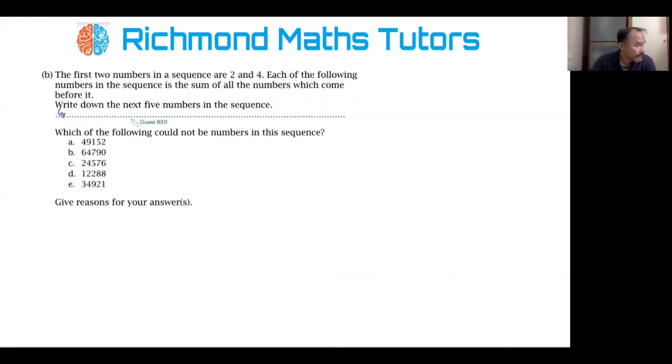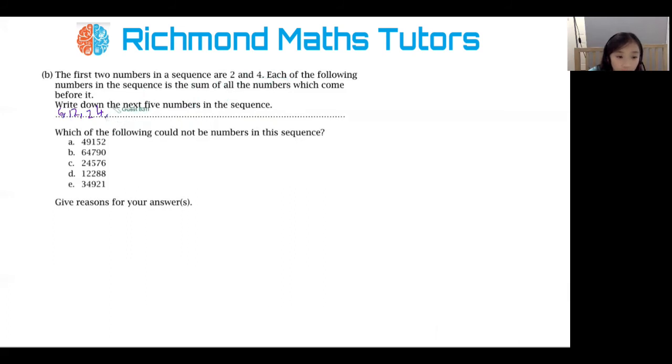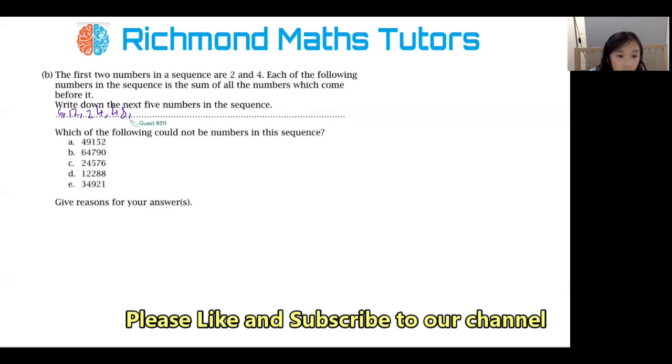And then 6 plus 6 would be 12. And then 12 plus 12 would give you 24. And then 24 plus 24 gives you 48. And then 48 plus 48 would give you 96. So the 5 numbers are 6, 12, 24, 48, and 96.